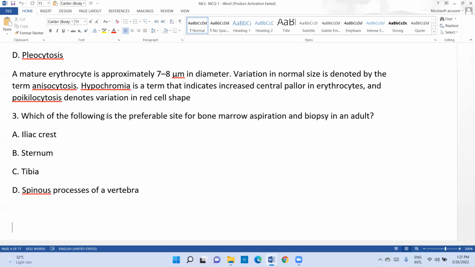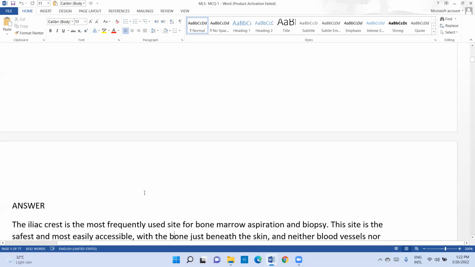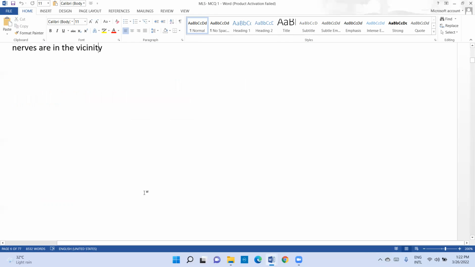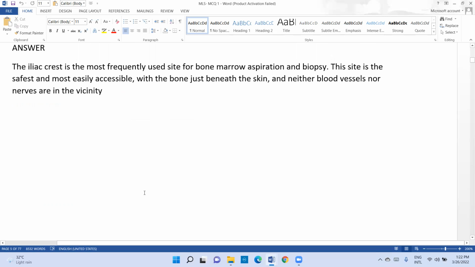Which of the following is the preferable site for bone marrow aspiration and biopsy in an adult? Iliac crest, sternum, tibia, or spinous process of vertebra. This is the answer: the iliac crest is the most common site in adults for bone marrow aspiration and marrow biopsy.